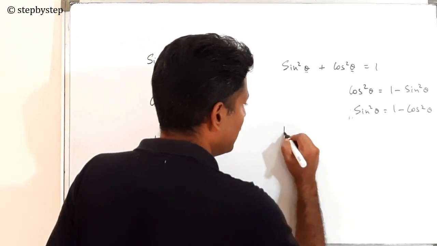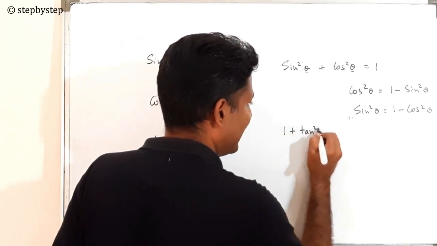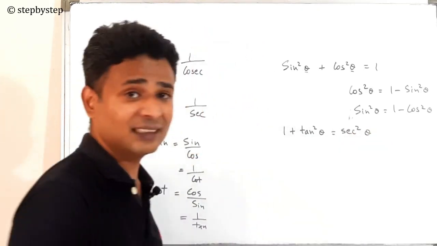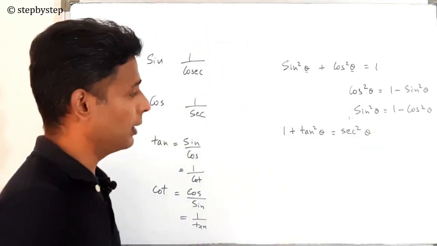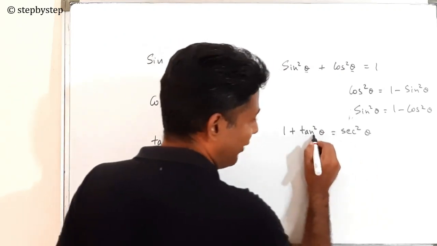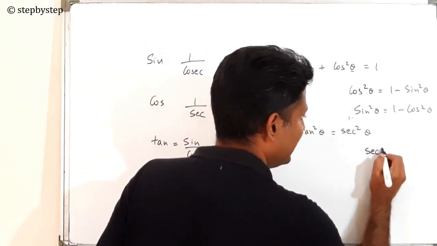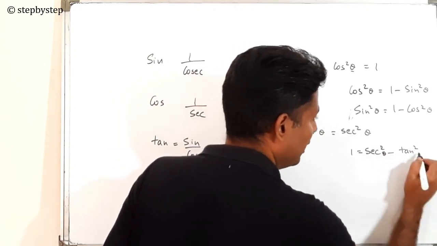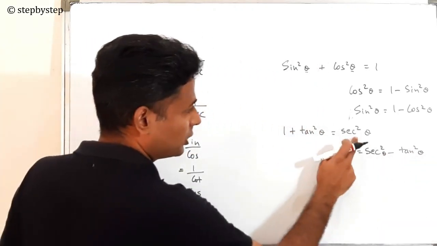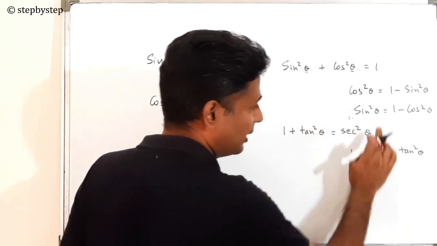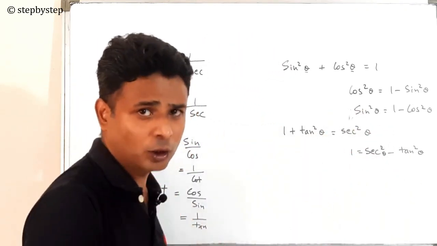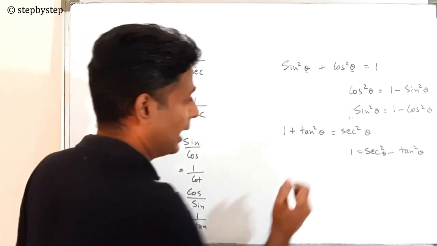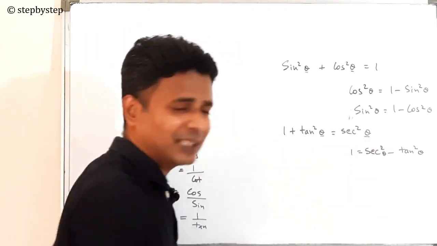Now the second one, 1 plus tan square theta equal to sec square theta. This is the second formula that you need to remember. Now one more thing you can remember is, if I take tan square to that side, sec square minus tan square equal to 1, theta. So if I transpose tan square, what do I get? Sec square minus tan square, which is equal to 1. So you also have to remember sec square theta minus tan square theta is 1. Again here the angles have to be the same.